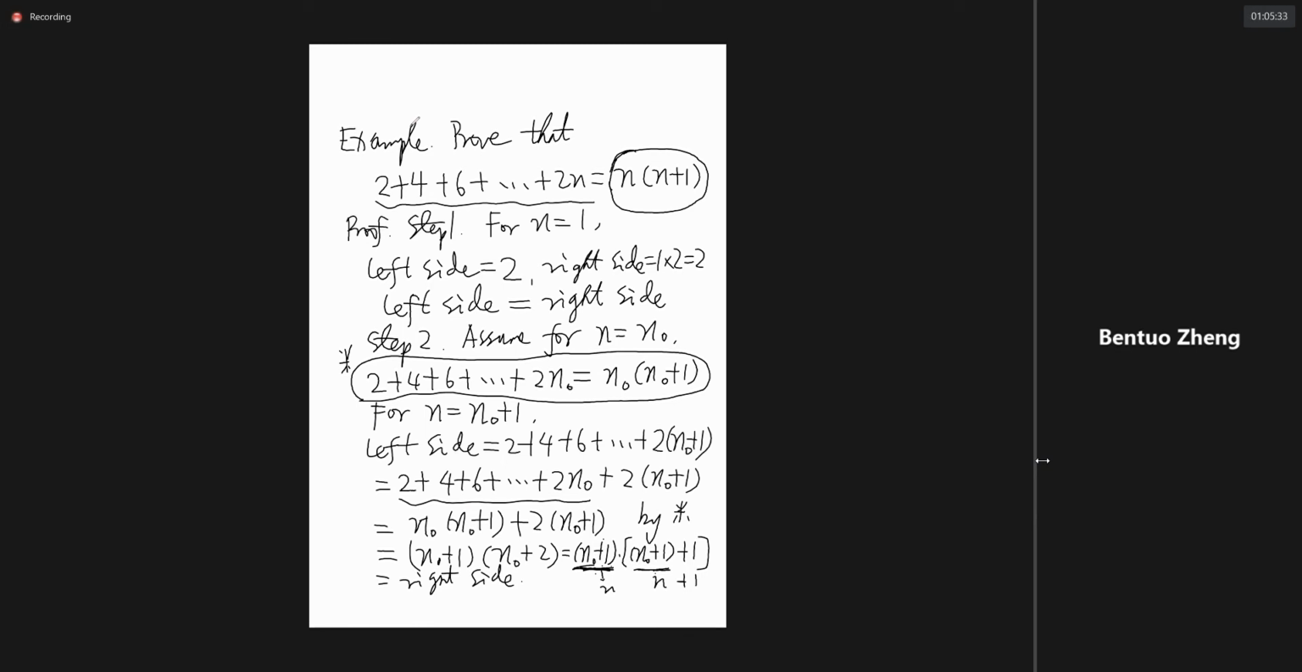Okay, so we have actually finished the proof by mathematical induction. All right, so the key step is to use the assumption for the case n0 to deduce the case n0 plus 1. So any questions?